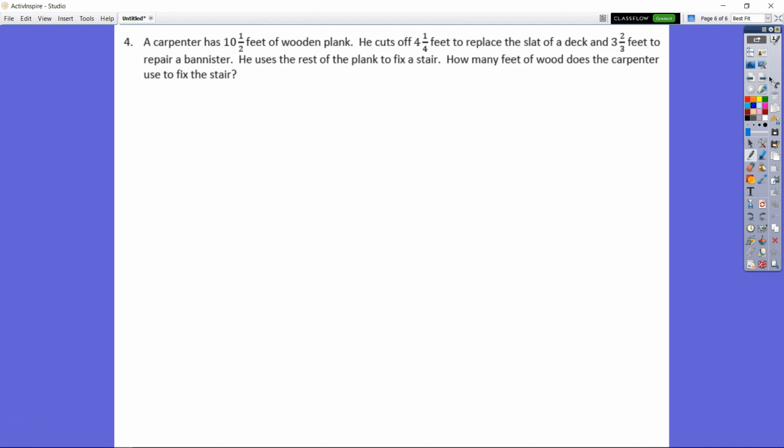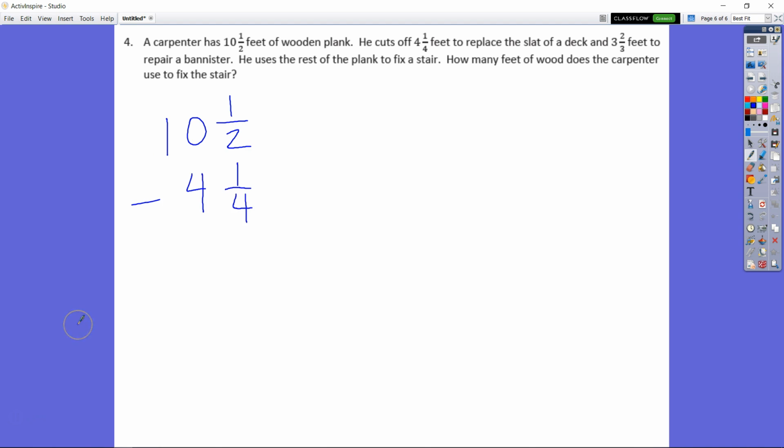Last but not least, the carpenter has 10 1/2 feet of wooden plank. So we know what he started with. We know what he cut off the first time. And we know what he cut off the second time. How much did he have left? So let's see. We have 3 different numbers here. We can't be confused on how to use them. So all we're doing is taking what we started with, then we're going to subtract each of the 2 next numbers as we use them.